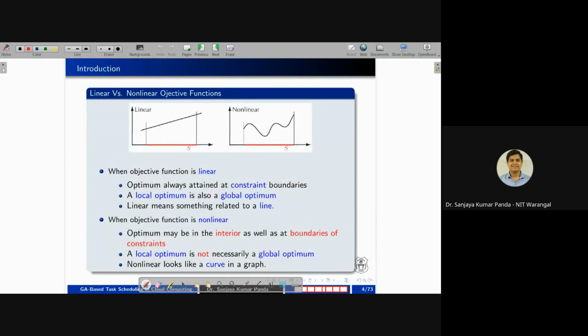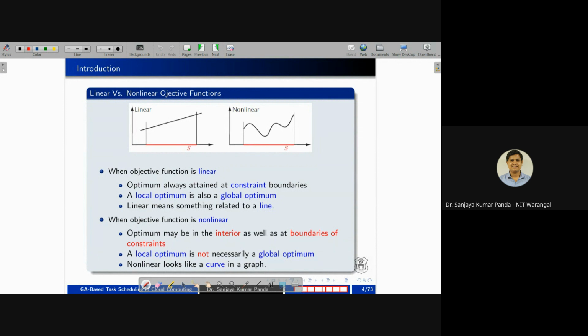By looking at this picture, you can see in the first picture we talk about a particular line. We all know the line equation y is equal to mx plus c. We have slope, we have intercept. So if there is a straight line and you want to find an optimum, the optimum is always attained at a constant boundary. And if you find the local optimum solution, the local optimum solution is the same as the global optimum solution.